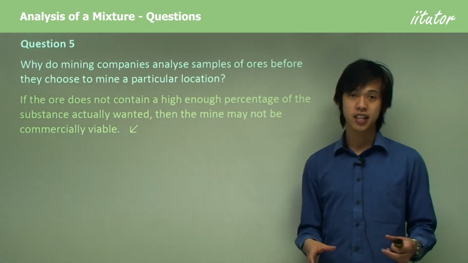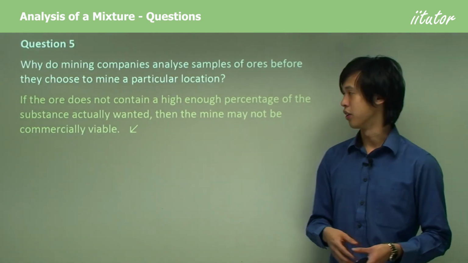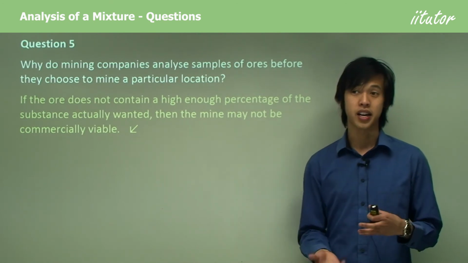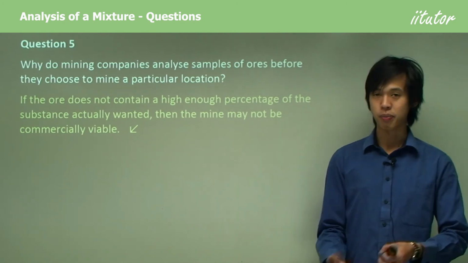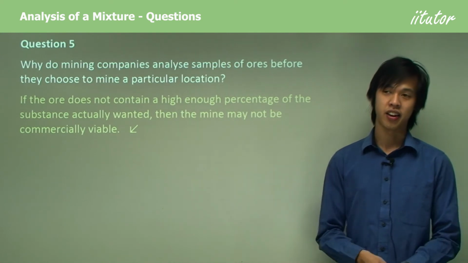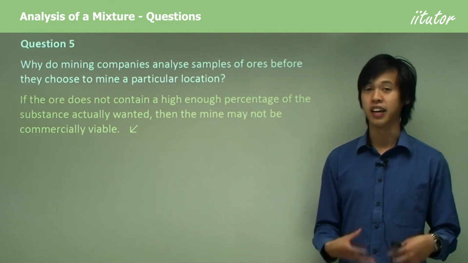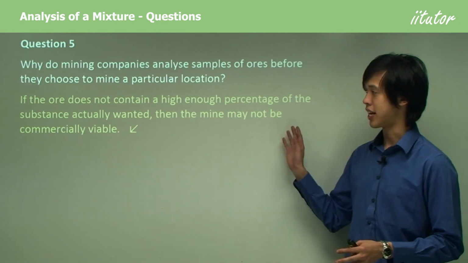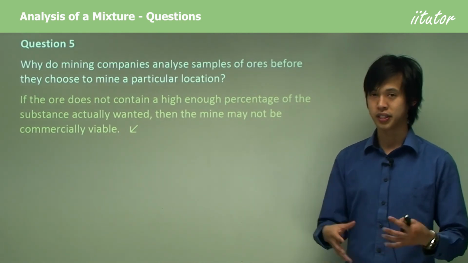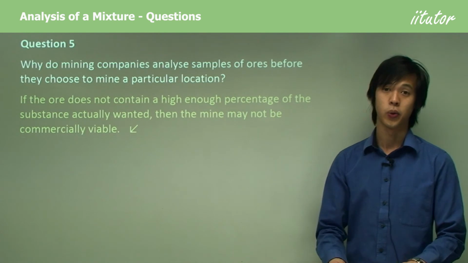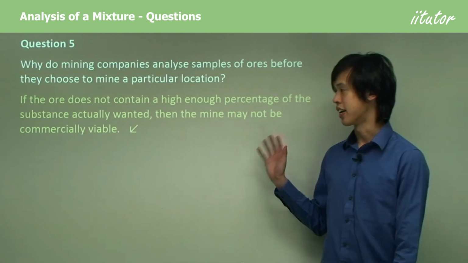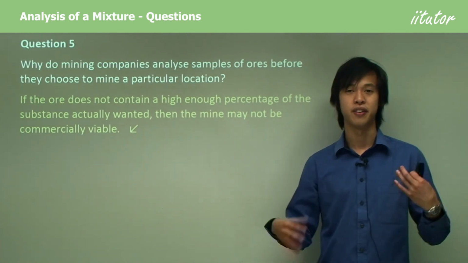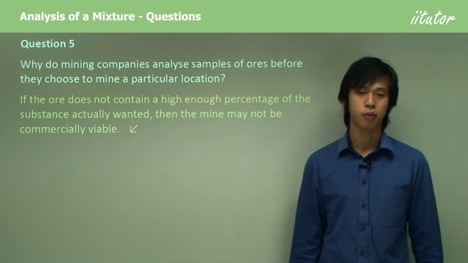If we realize that our sample has a very low concentration or a low percentage of what we actually want to mine, say iron or copper, then it may not be worthwhile to dig and mine that area because it could cost a lot of money to get very little substance out. So it may not be worthwhile to actually mine this area if we know that the percentage mass of that substance is low. So that's why we look for these kind of little tests before we go and invest a lot of money into big mining operations.